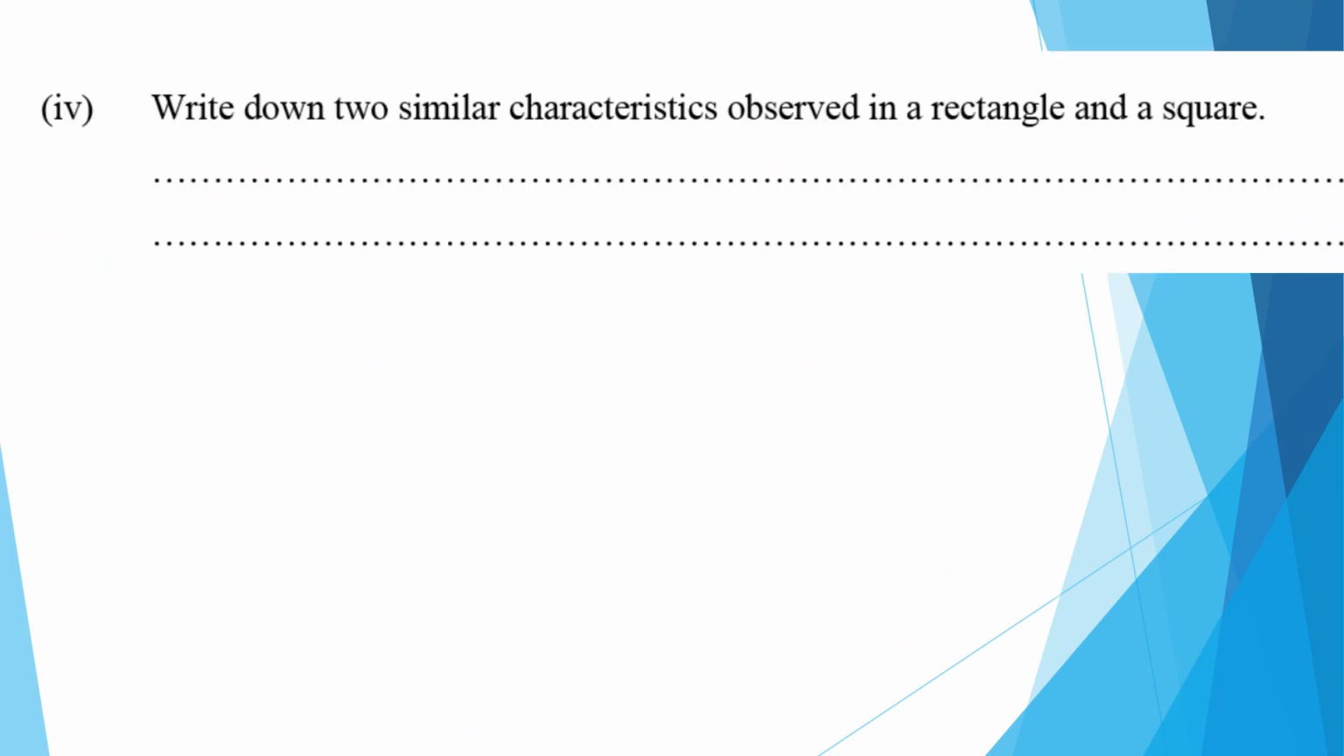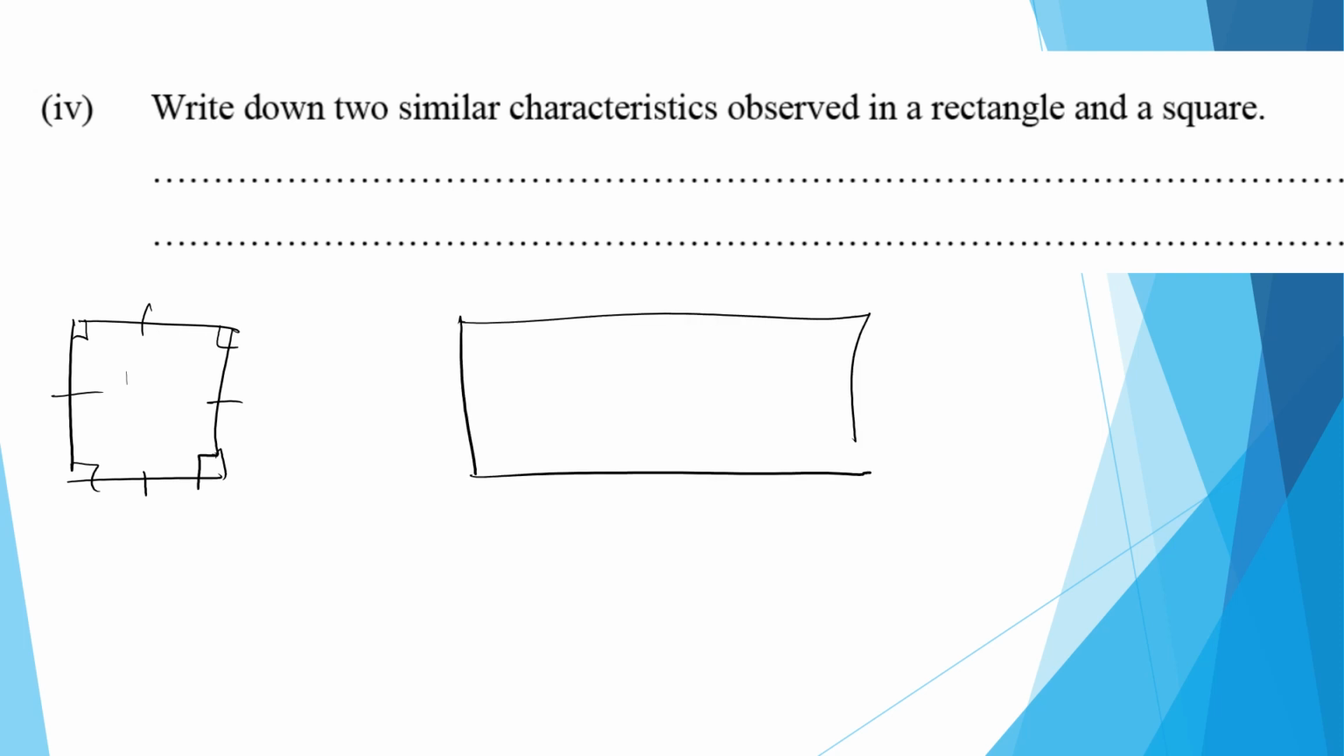So write down two similar characteristics observed in a rectangle and a square. So let's draw a square here. Here you have 90 degrees, and these sides are equal. The opposite, all the sides are equal in length, and this is a square, and we will draw a rectangle here. And also here you get 90 degrees, and opposite sides are equal too.